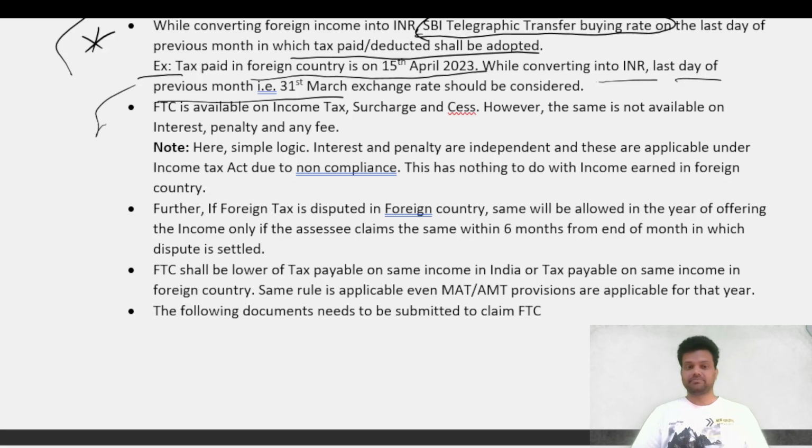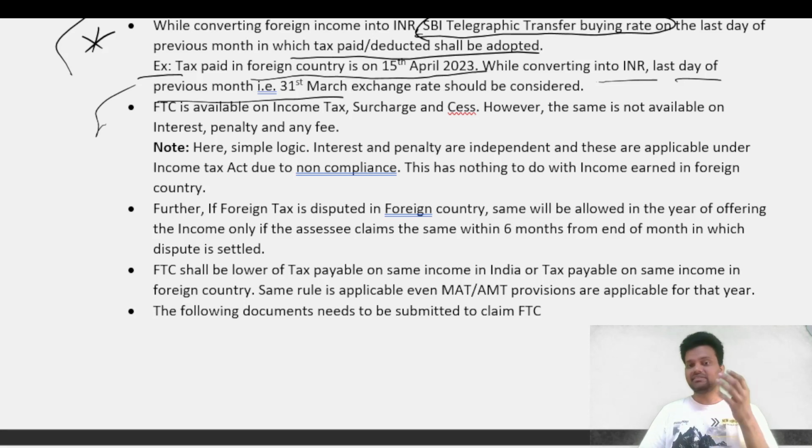Now point number three. Point number three is about the FTC credit you can avail on the income tax and surcharge as well as education cess. On all of these three components of tax, you can take the FTC credit. But what if the same SSC needs to pay some interest and penalty in India for non-compliance with any provision of the income tax? For example, he needs to pay a penalty of around 10,000 rupees.